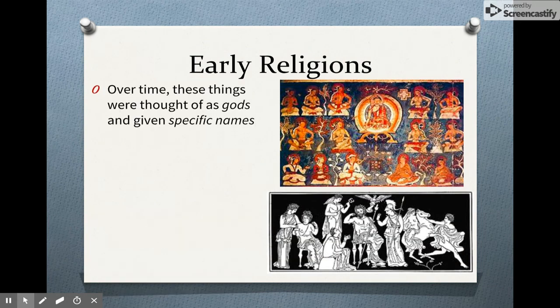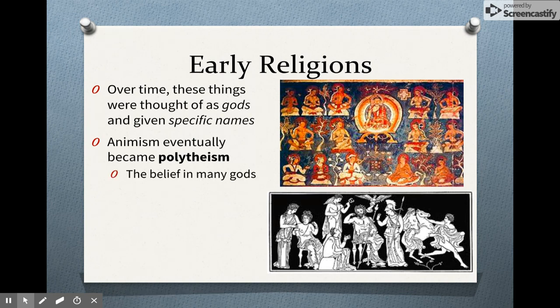A little bit more about some early religions. Over time, these things were thought of as gods and given specific names. Some of these inanimate objects started to become godlike figures. As we progress further through history, animism eventually gave way to polytheism, the belief in many gods. So you start with giving inanimate objects belief. We're saying that rock has a spirit, that stone or building has a spiritual entity to it.